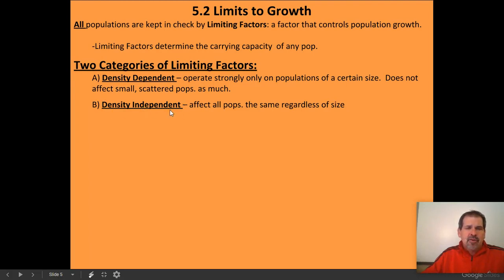It doesn't matter how crowded it is, this factor does not change. And what you can put right over here, like all populations are affected the same regardless of size, at the very end of this, just write the words, these are mostly weather related. These are mostly weather related limiting factors. All right, so let's just look at a few of those.